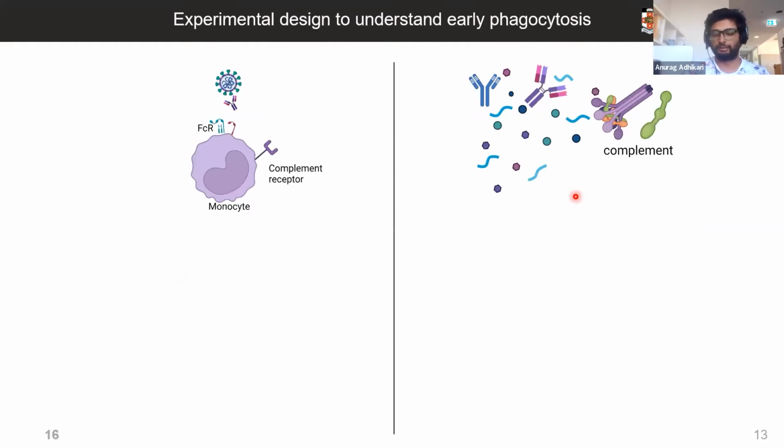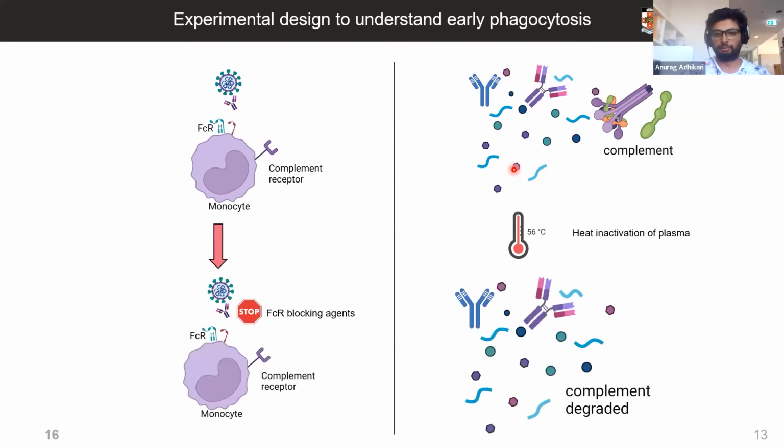So what we did is we set up a relatively simple experimental design to block. Basically, we heat inactivated the plasma, which would practically inactivate all the complement related proteins, and then you will only have antibody in there. And then in the other assay, we actually blocked the Fc receptor, as you remember, the receptor that is responsible for binding the antibodies, which would engulf the immune complex. So we blocked the Fc receptors and then assessed both of the settings to understand the role of complements and the role of Fc receptor in the observed phagocytosis that's happening in early infection.